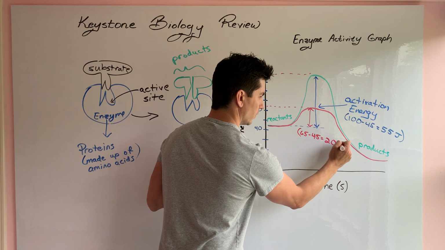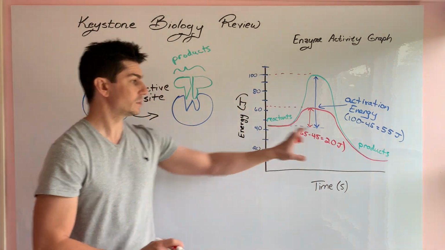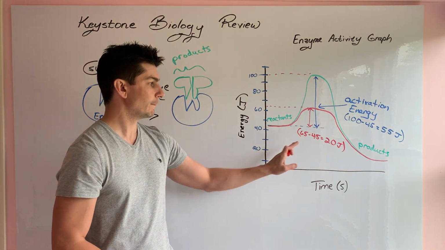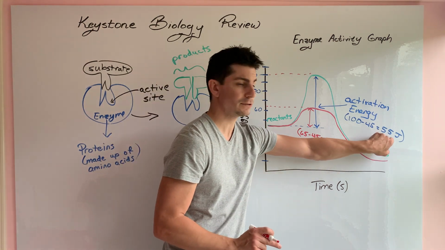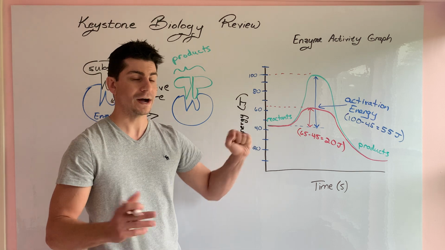So that means we only need 20 joules of energy for this reaction to occur. We still get to our products. We still get to where we need to be, okay? But it requires a lot less energy. So instead of using 55 joules of energy, we're only using 20 joules of energy. Why is that good for us?